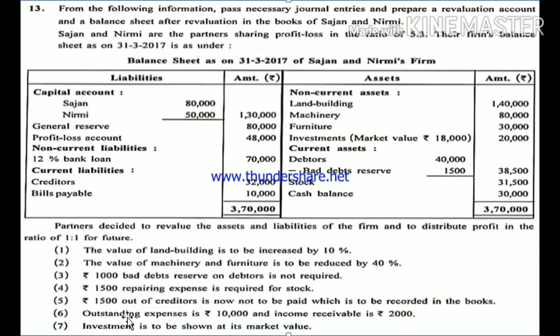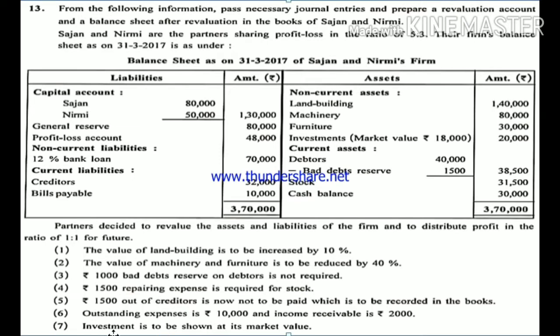Sixth adjustment, outstanding expense is rupees 10,000 and income receivable rupees 2,000. Outstanding expense means it is a liability, increase in liability. Due to increase in liability, the loss will occur to the firm, so it will be recorded on the debit side of revaluation account. So the journal entry would be revaluation account debit to outstanding expense account credit. Now in case of income receivable, that will be gain or profit for the firm, so it will be recorded on the credit side of revaluation account. So the journal entry would be income receivable account debit to revaluation account credit by rupees 2,000.